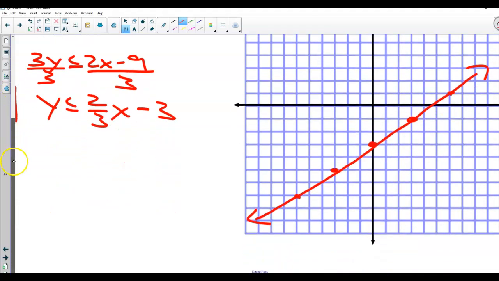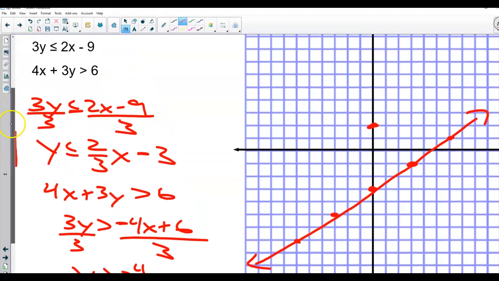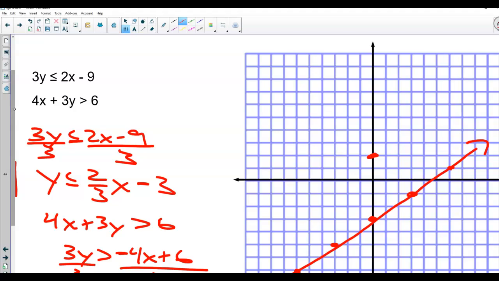My second line, 4x plus 3y is greater than 6. 3y is greater than negative 4x plus 6. We divide 3 on both sides. Y is greater than negative 4/3 x plus 2. So negative 4/3. Down 4, right 3. This is going to be a dotted line.